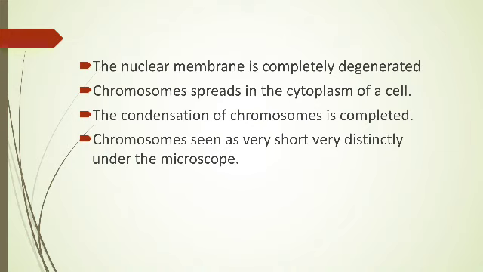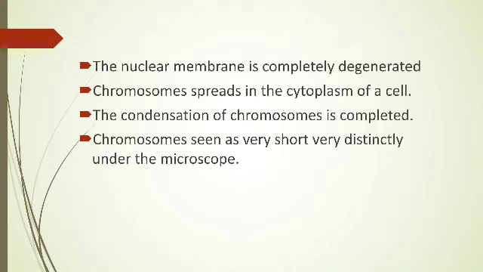Okay, so we'll see the next slide. What events take place in the metaphase? First, the nuclear membrane is completely degenerated. Okay, the nuclear membrane is completely degenerated. That means the structures that you can see in the last figure are completely in the cytoplasm, because there is no nuclear membrane. Now chromosomes, centrioles, spindle fibers, all these things are in the cytoplasm.